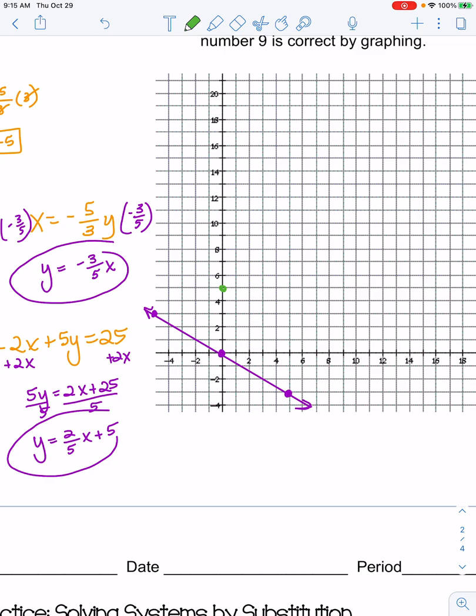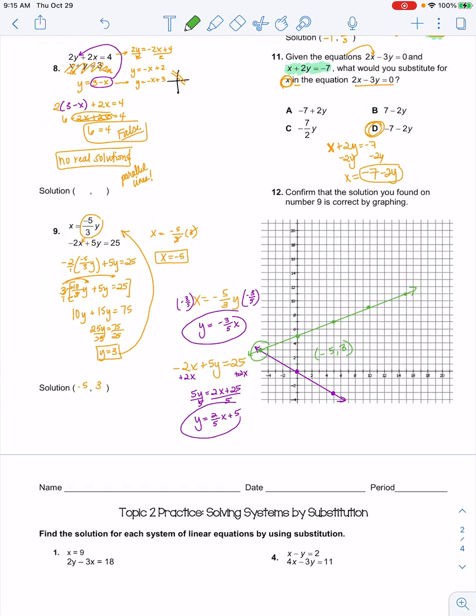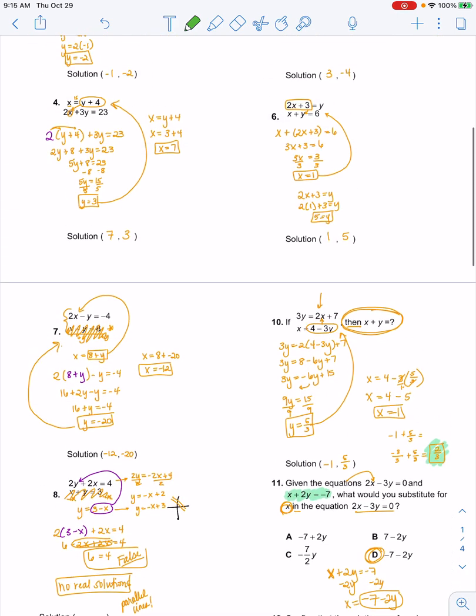So I would go up 2 over 5, over and over and over. Same with down 2 to the left 5. Oh, and there's that intersecting point right there. So I see that the solution on the graph is negative 5/3, which corresponds with the answer we got by solving for substitution.